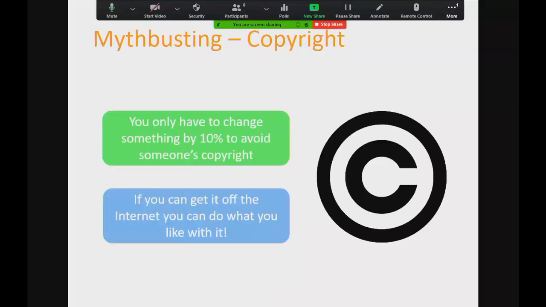The myth busting for copyright. Again, you only have to change it by 10% and copyright's not relevant. There is no 10%, there is no 20%, there's no percent. Again, what is it being compared to? What's the issue? What copying has taken place? A judge will ultimately decide.